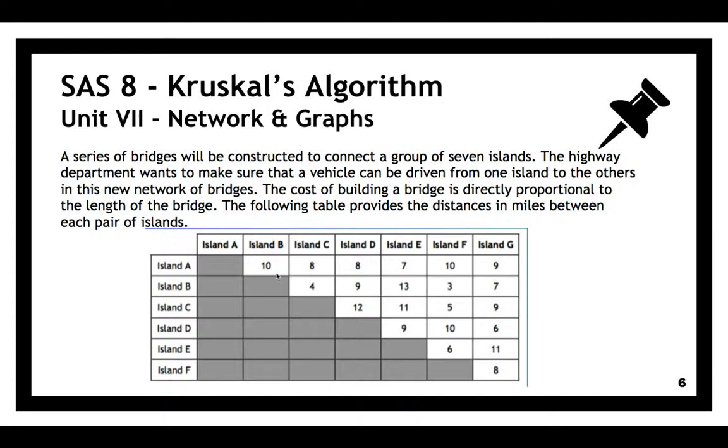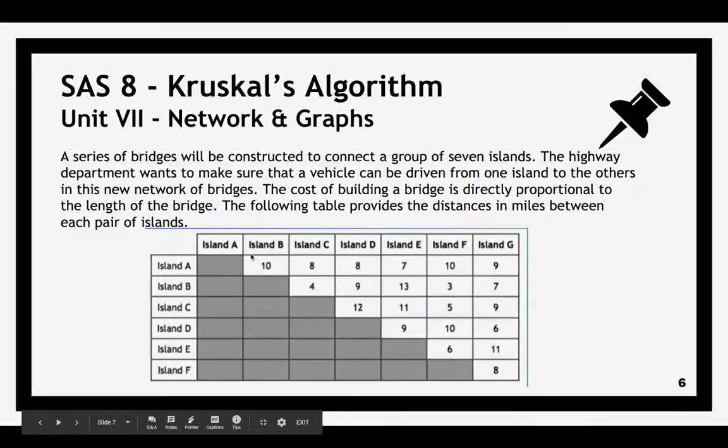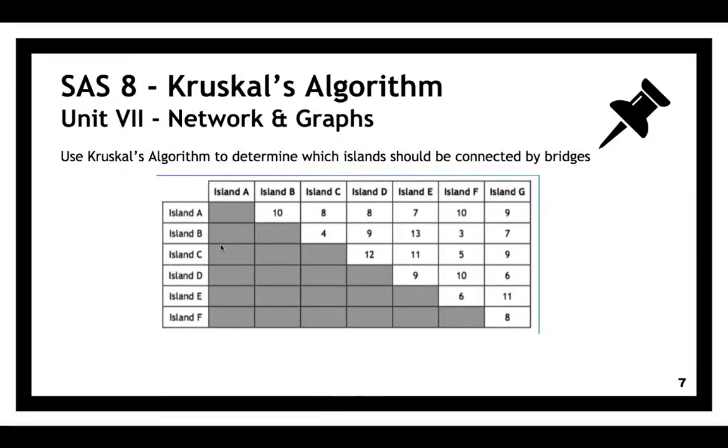As you can see, we've got 1, 2, 3, 4, 5, 6, 7 islands, and each one has a mile distance associated with it between the different islands. Now, these grayed out portions are there so we don't duplicate the numbers and confuse the person that's using this table. All right, so we're going to use Kruskal's algorithm.